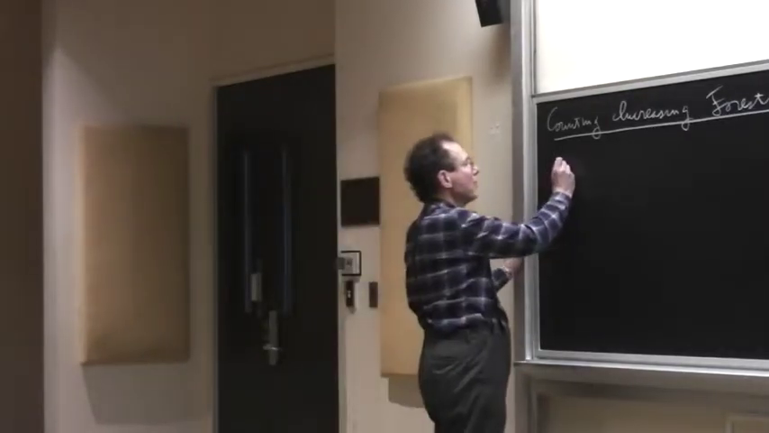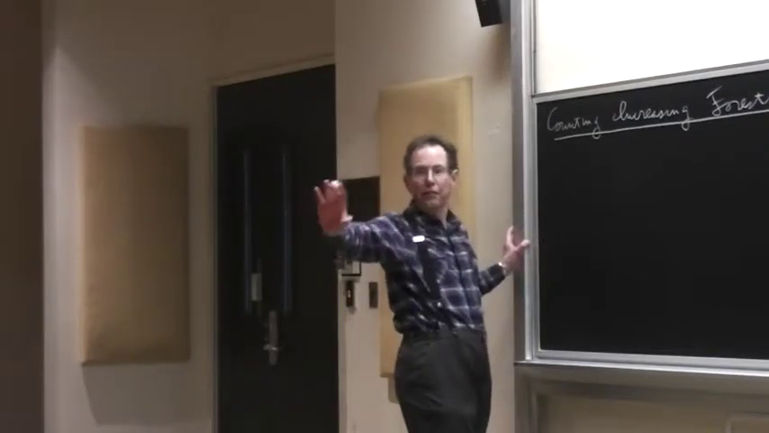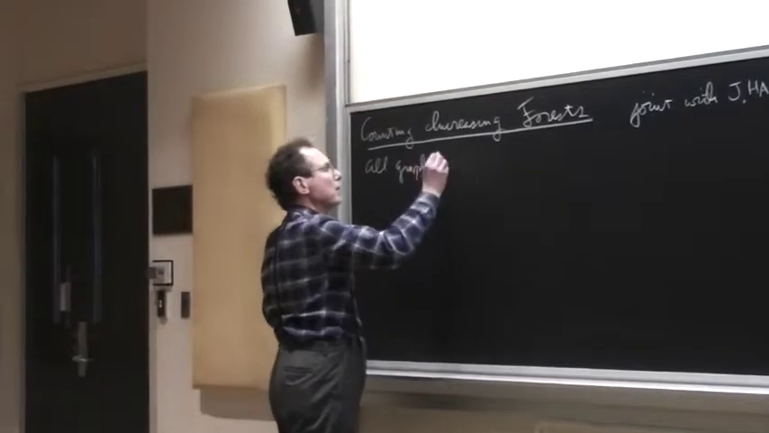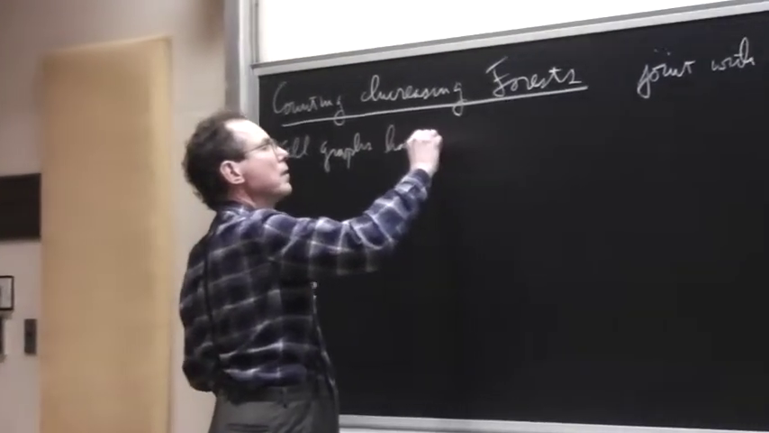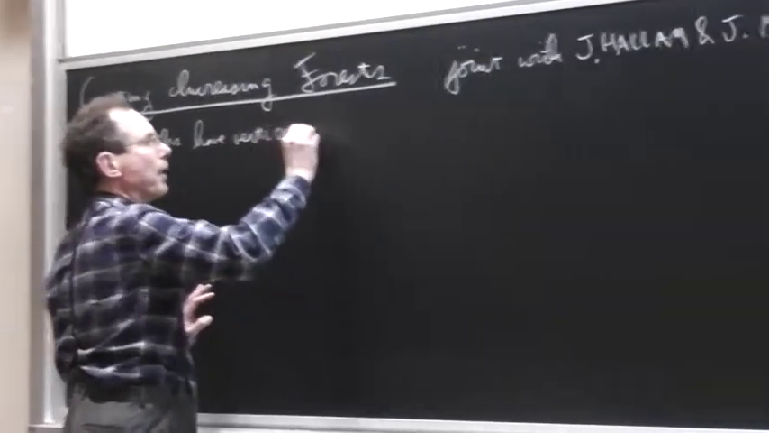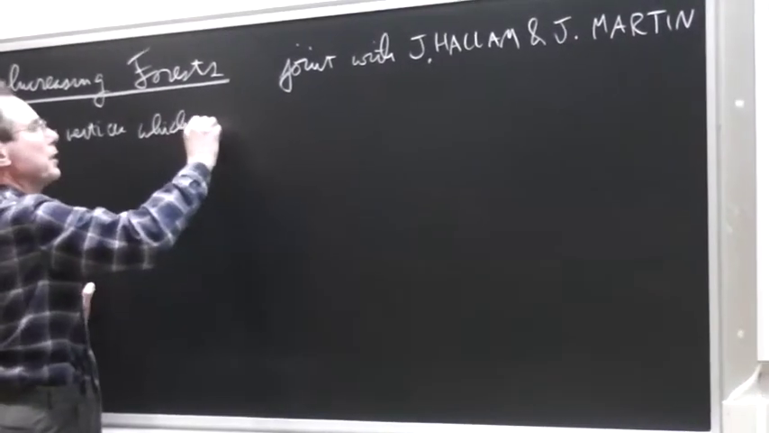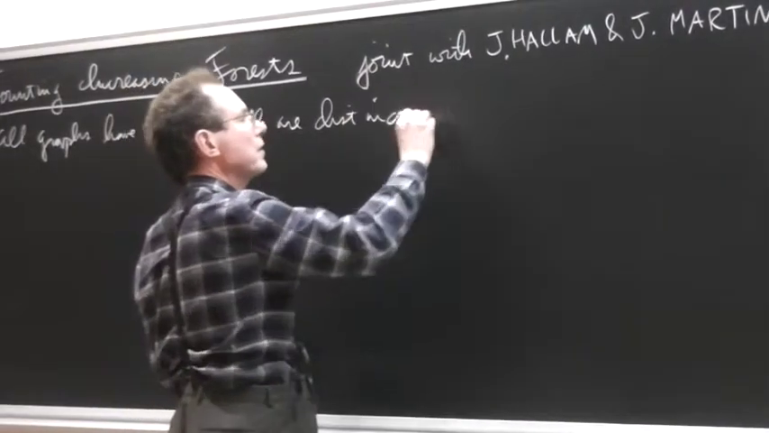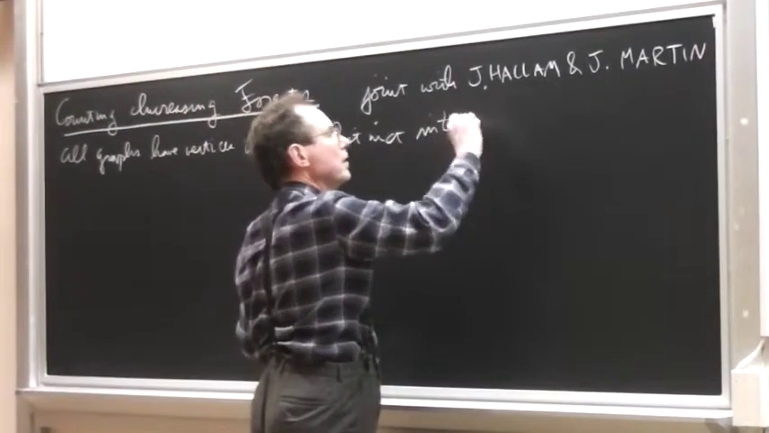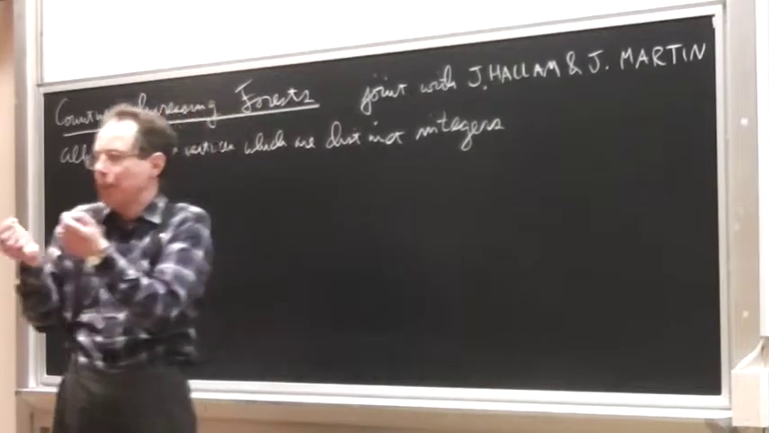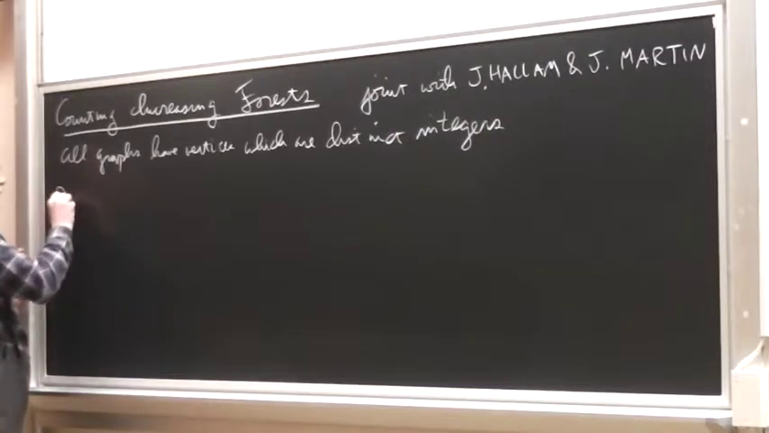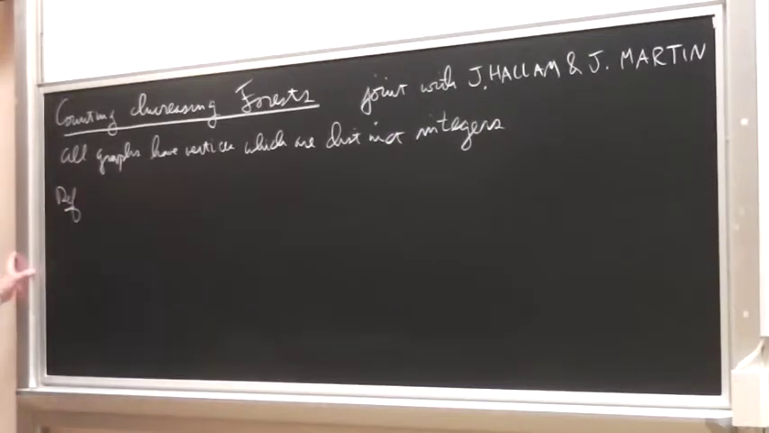So, overall thing for the whole lecture: all graphs are going to have vertices which are positive, distinct integers. So if I want to compare two vertices, I can do that because they're integers, right? So we have a linear order on the vertices. So let me tell you what increasing forests are to start off with.